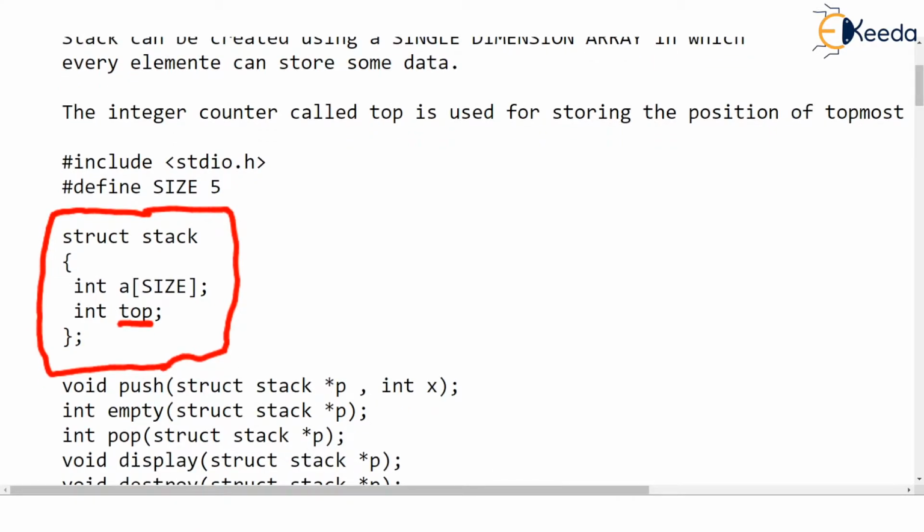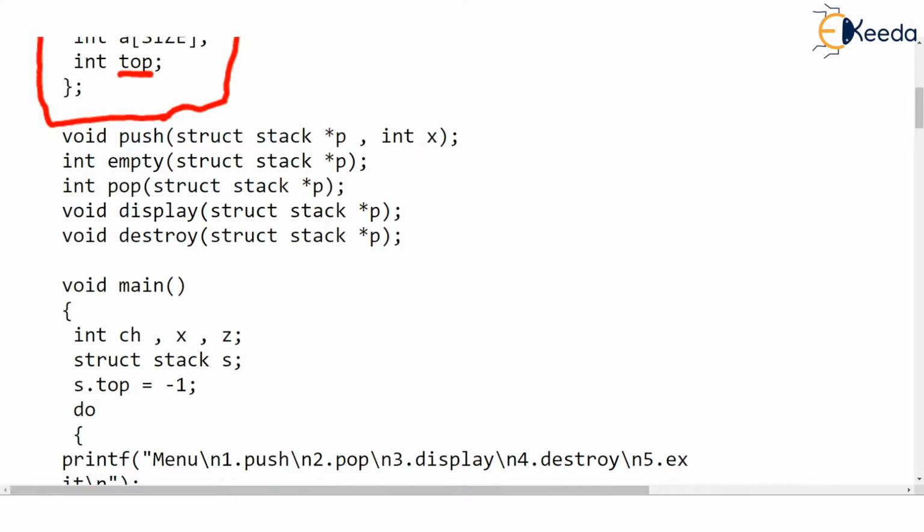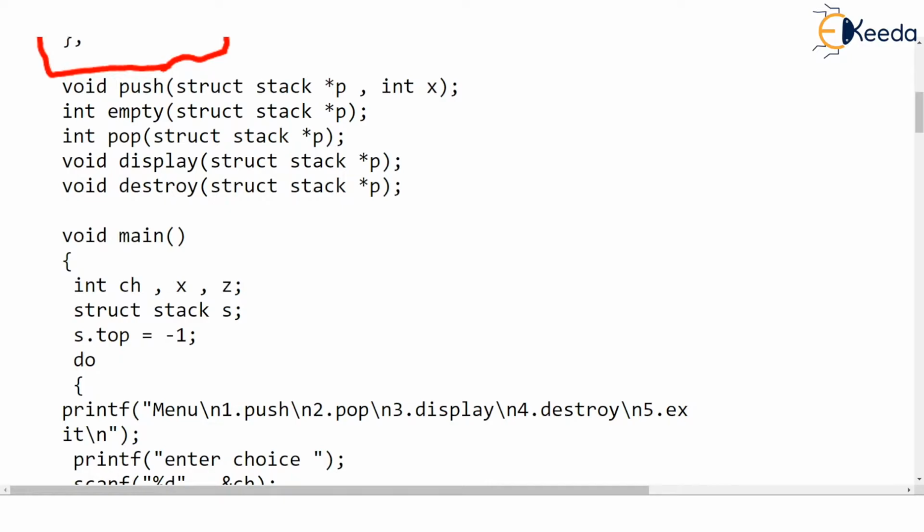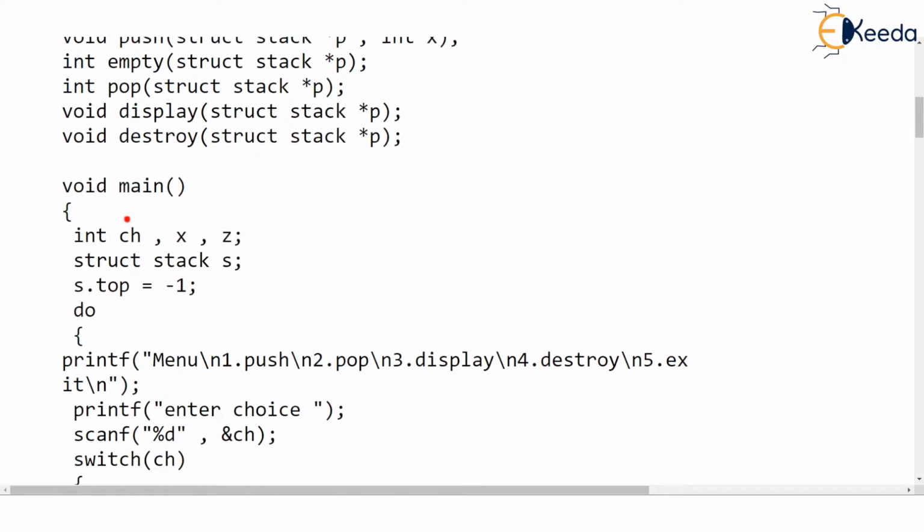Now let's have a look at main before we see any operations like push or pop. Because after all, execution of the program will start with main, and we have declared some extra variables ch, x, z and so on, which will be helpful later on. But the main line over here is struct stack s. You read this as s is a variable of type stack, just as you read x as a variable of type int. Like that, s here is a variable of type stack.